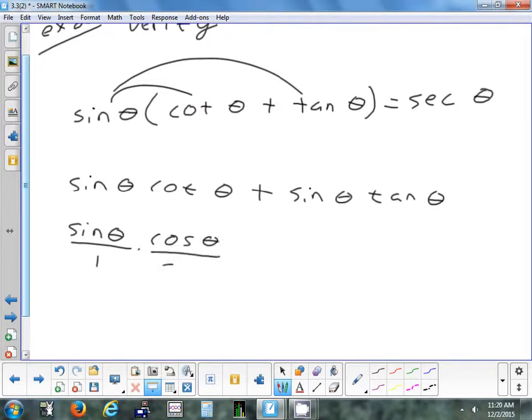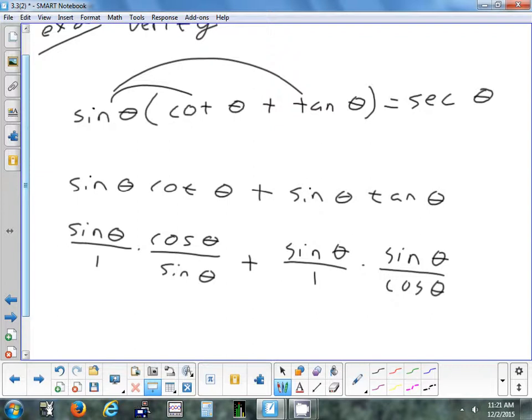Cosine over sine. Now, some people might get real excited here. Oh, we can cross these out. We can, but we'll come back to that. You know how excited we get. All right, sine, we're just going to leave it. And what about tangent? Sine over cosine.